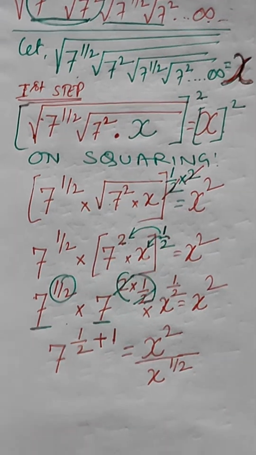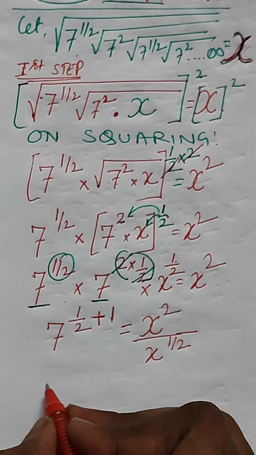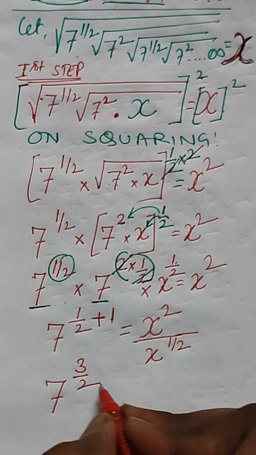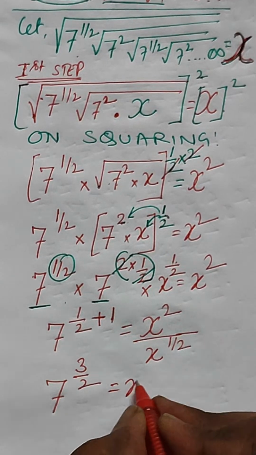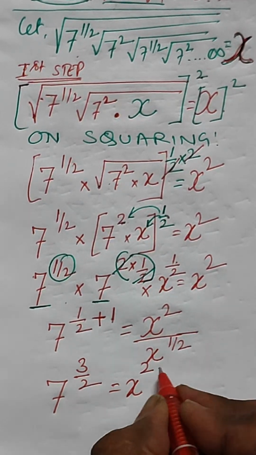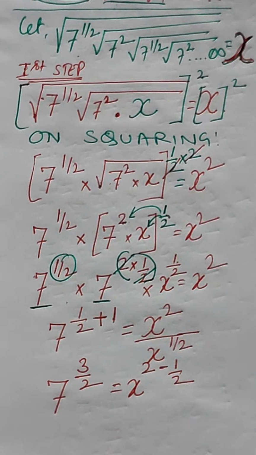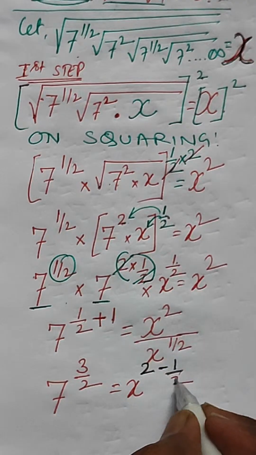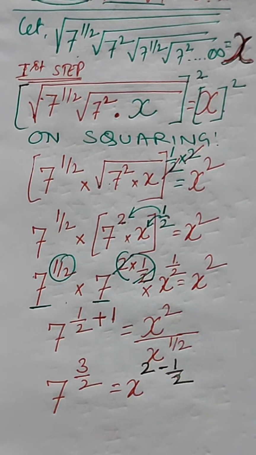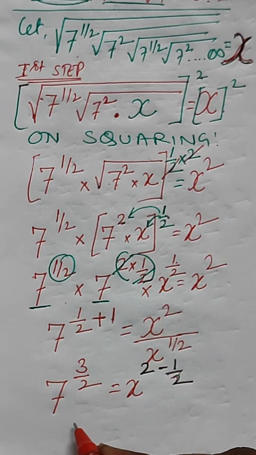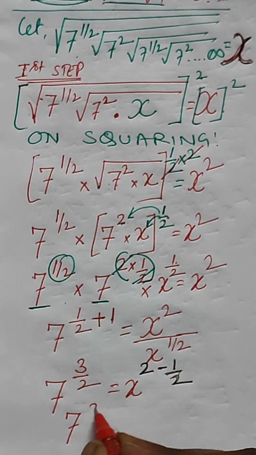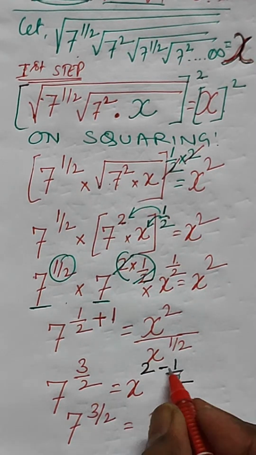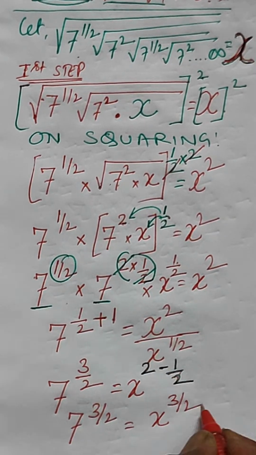So this will give you 7 power 1 by 2 plus 1, that is 3 by 2, is equal to x power 2 minus 1 by 2, because this 1 by 2 was in the denominator and this will be subtracted from the exponent of x in the RHS. So this will give you 7 power 3 by 2 is equal to x power 3 by 2.